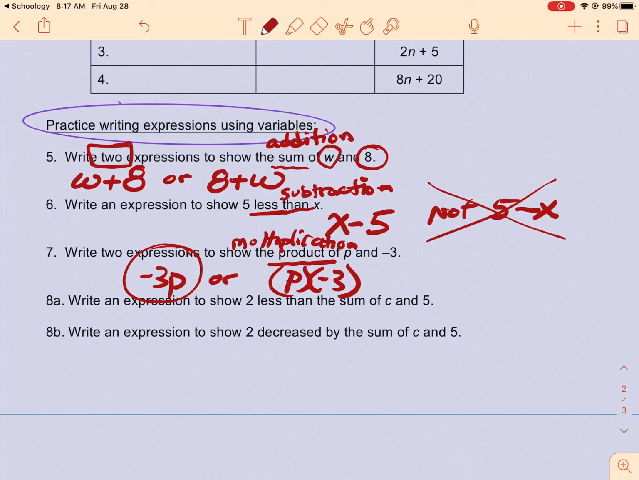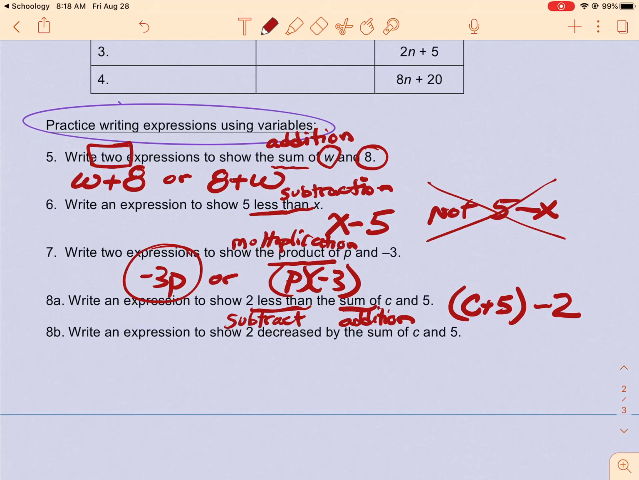Let's look at 8a. Write an expression to show 2 less than the sum of c and 5. So we got a lot of information there. Less than, we already said subtract. Sum, we already said addition. So it's 2 less than, so we're going to be subtracting 2 from something. Well, what are we subtracting 2 from? The sum of c and 5. So we're adding c and 5. I would throw that in parentheses because that's the expression that you're adding together. But because of the order we have here, you would have still gotten the same answer.